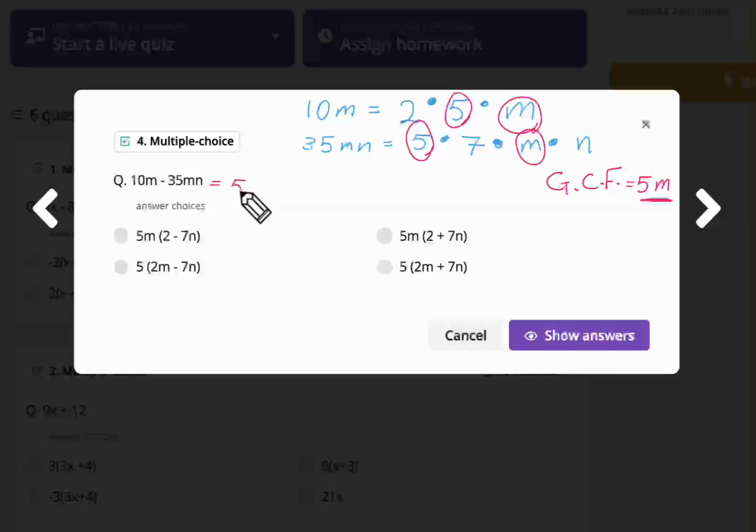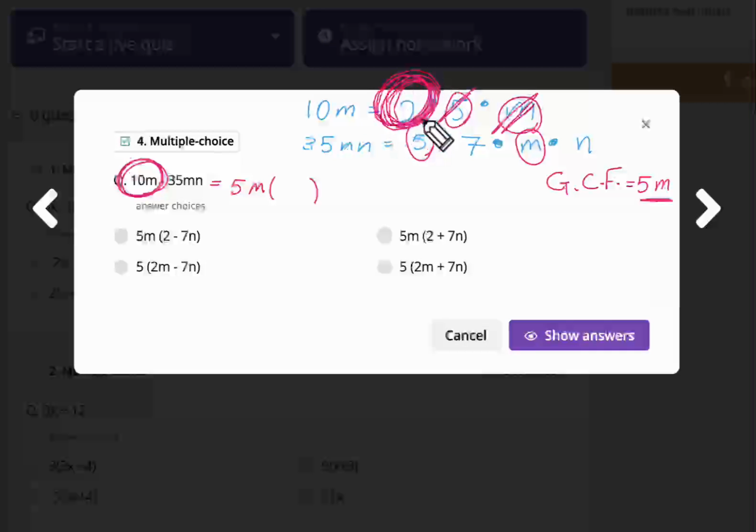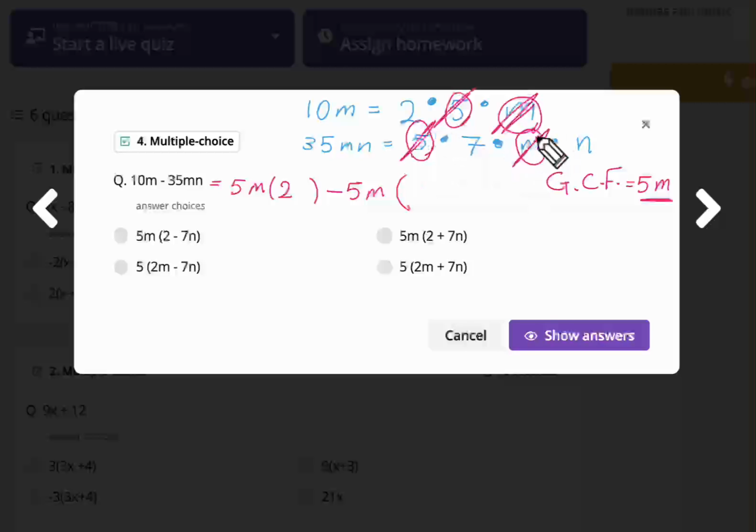So the first one, 5m, and this is the parentheses here. What do you have left? It's 10m. So take out the 5 and take out the m, what do you have left? 2. And now the second term, 35mn. You take out 5m. So this is the 5 and this is the m. What do you have left? 7 and n. 7 multiply n equals 7n.